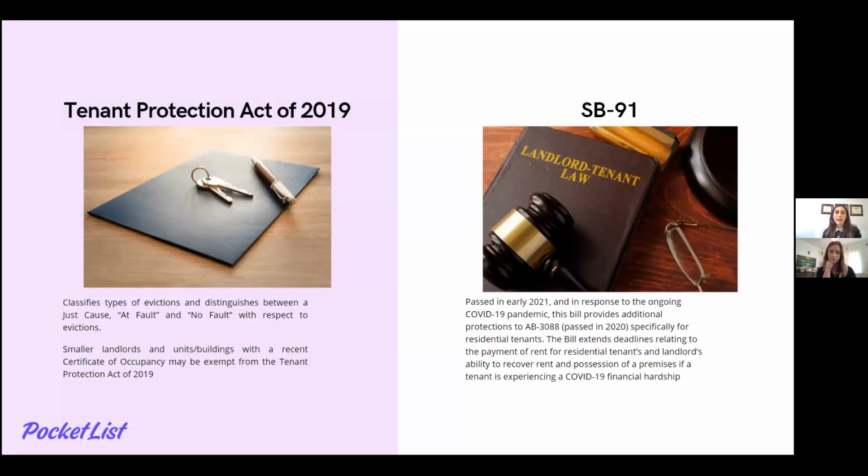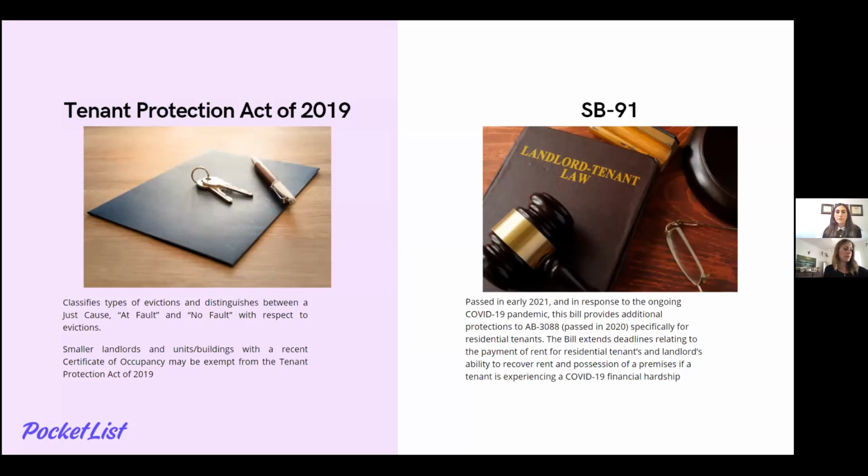So a bill was passed last month called SB 91. It was passed to address residential tenants and landlords with respect to the COVID-19 pandemic.